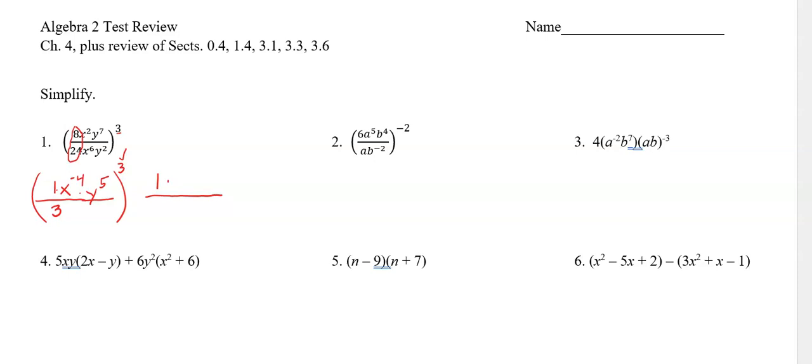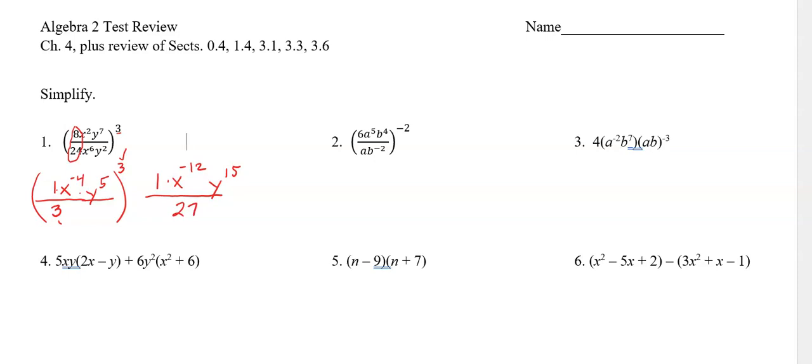X to the -4 raised to a power of 3. This is where I multiply exponents together. So that's going to make x to the -12. And then y to the 5th raised to the 3rd makes y to the 15th. And then I also have to raise this 3 down in the denominator to the power of 3. So 3 to the 3rd is 27.